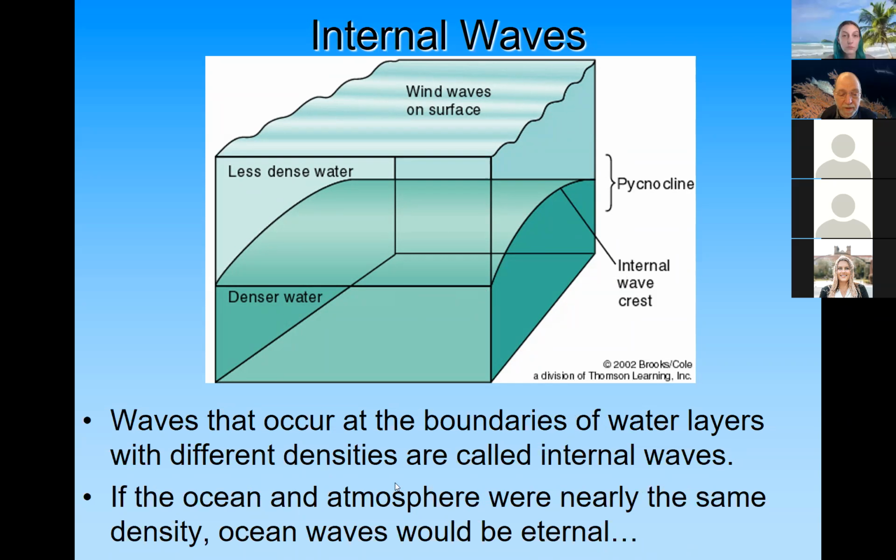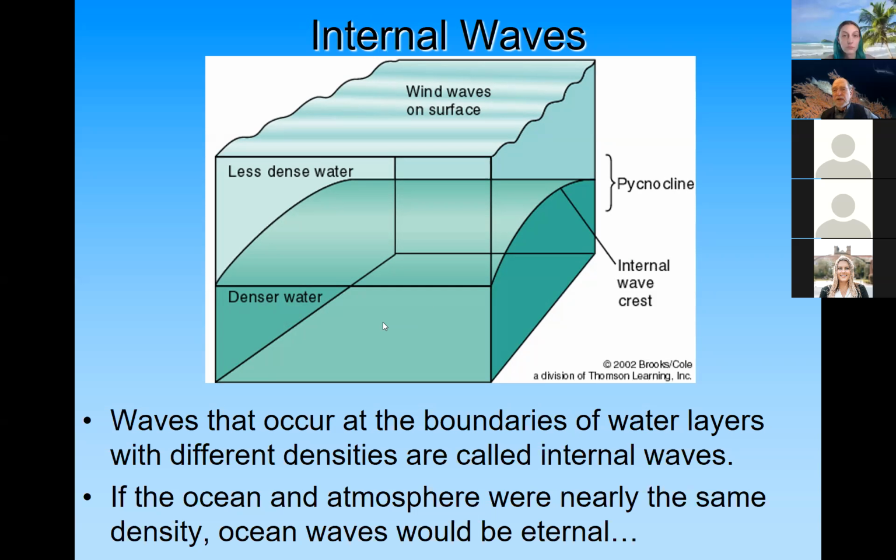Now, if the ocean and the atmosphere were nearly the same density, these waves would continue going forever. But the fact that there are different densities means that there's a frictional impact on the transmission of this energy, and waves will eventually dissipate. If the ocean were infinitely long, you could start a wave moving with a disturbance at one end of this infinite ocean, and that wave would not be transmitted forever, because the friction of the wind and the air and the water would eventually cause that wave to dissipate. Okay, so those are internal waves, waves at density interfaces in the interior of the water column.